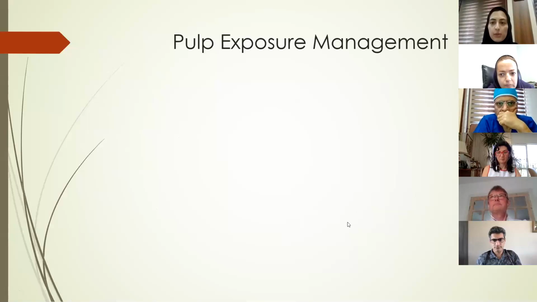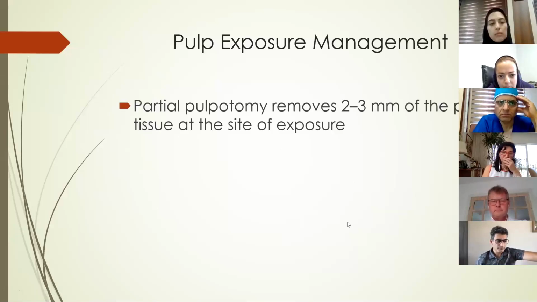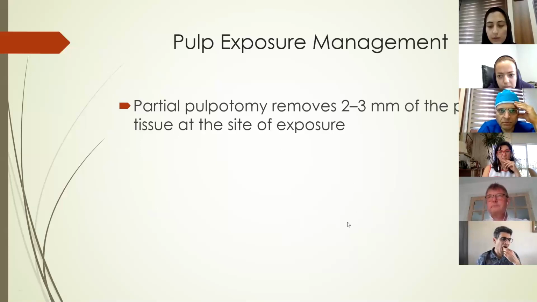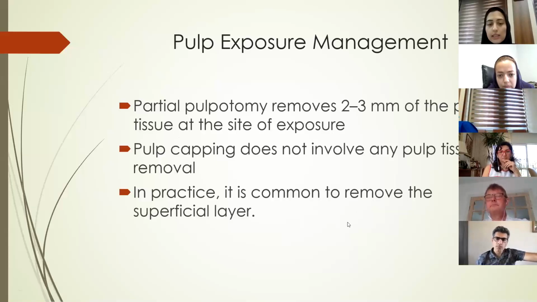For pulp exposure management, we have some approaches. Partial pulpotomy is when we remove 2 or 3 millimeters of the pulp tissue at the site of exposure. Pulp capping does not involve any pulp tissue removal, but in practice, it is common to remove the superficial layer because we believe that layer is infected and inflamed, and it's better to remove it.